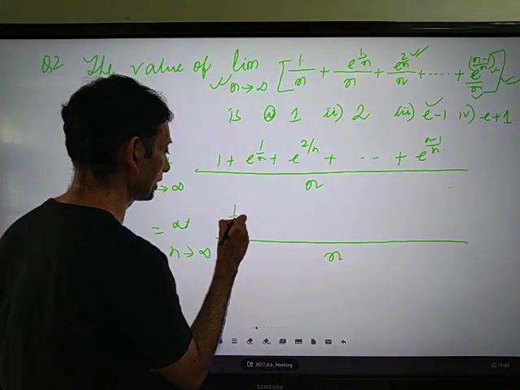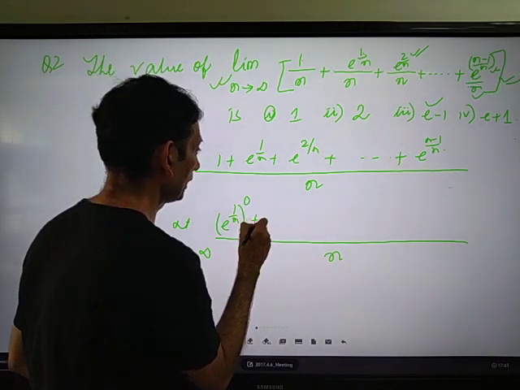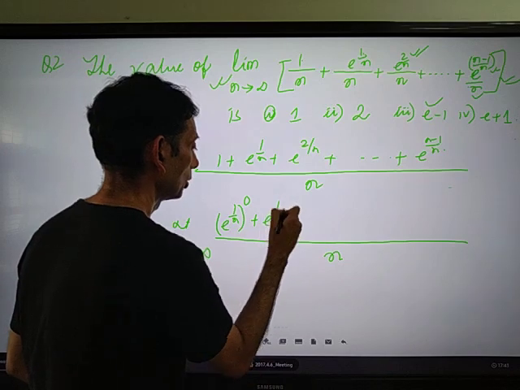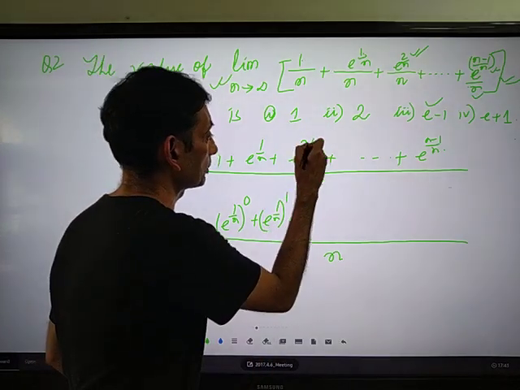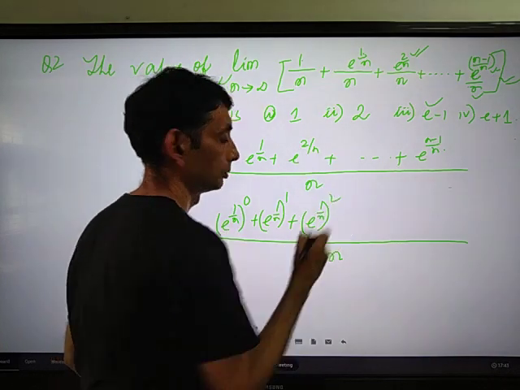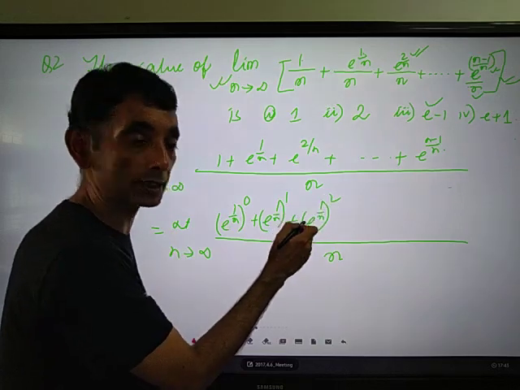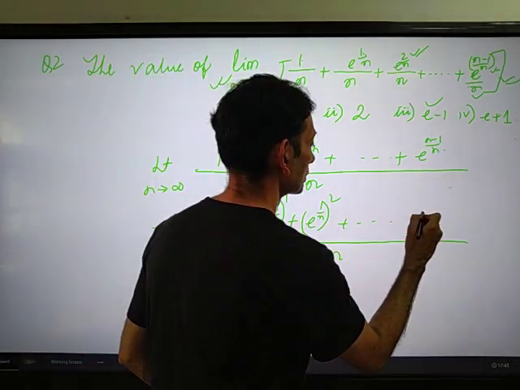So it can be written as e to the power (1/n) to the power 0, and e to the power 1/n we can just write as whole to the power 1. Now we can write e to the power 2/n as (e to the power 1/n) whole to the power 2. So you have seen the exponent, it's 0, 1, 2, it goes like that. The last term is very important.